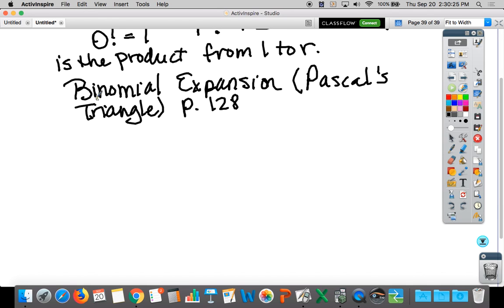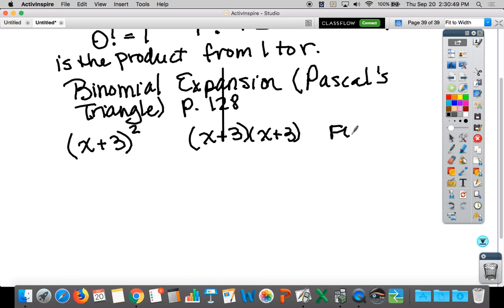Basically, this is for binomials, not for 3 terms, not for 4 terms, but only for 2. So if you had x plus 3 and we wanted to square that, we would basically just FOIL it, using the FOIL method on that, correct? Simple enough. But what happens if we have something like this to the 6th power?